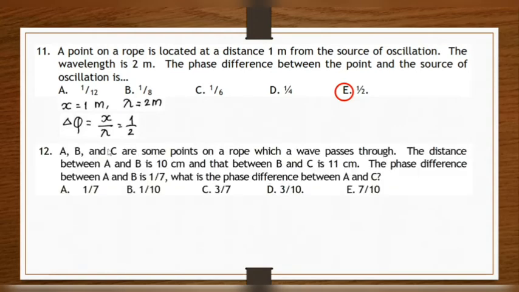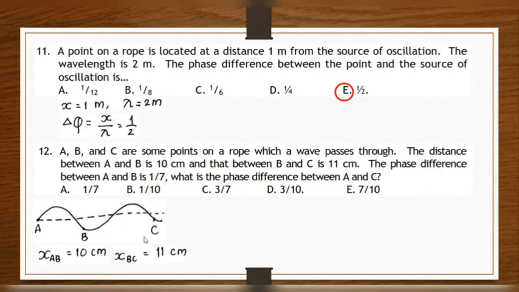Number 12. A, B, and C are some points on a rope which a wave passes through. The distance between A and B is 10 centimeters, and that between B and C is 11 centimeters. I would like to draw a diagram. A, B, C. XAB is 10 centimeters, and XBC is equal to 11 centimeters. So from A to C, it will be 10 plus 11 centimeter.